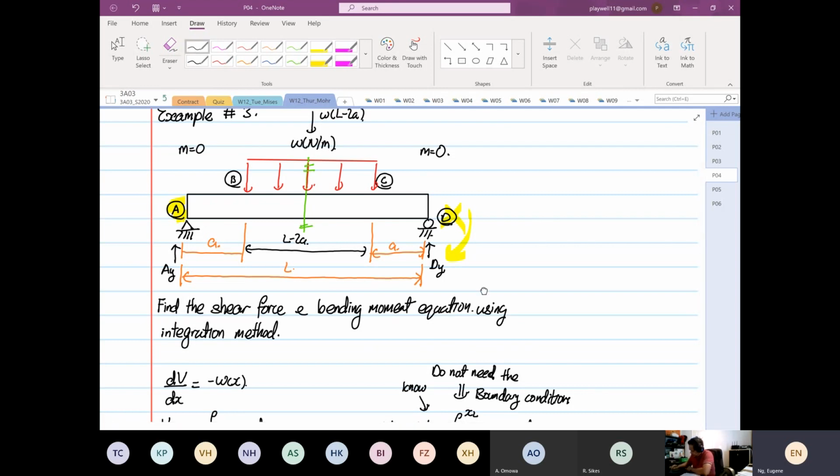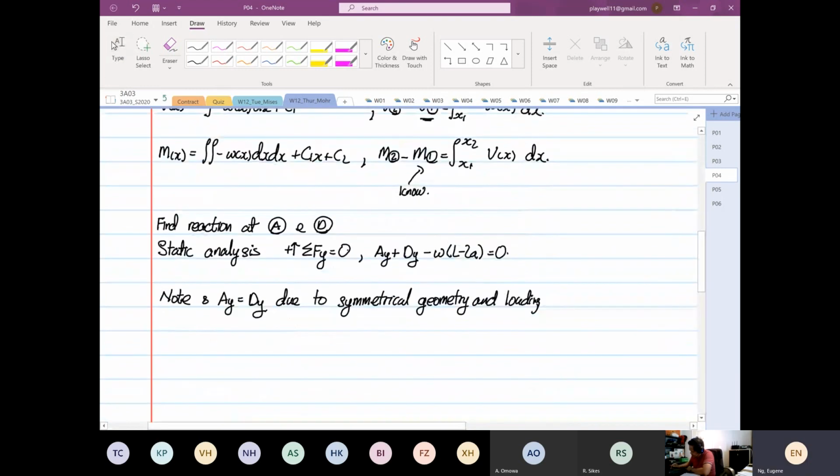Okay, so from here we're going to solve. So 2ay is equal to omega (L minus 2a). So ay is equal to omega (L minus 2a) divided by 2. And this is also equal to dy. Okay. So we have to find now, okay.